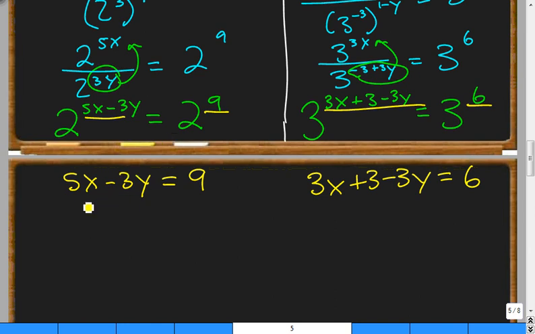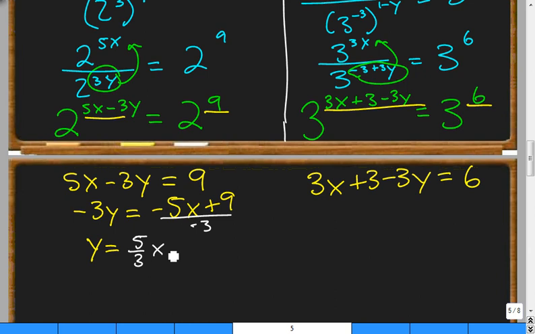So I'm going to move the 5x over. I'm going to get negative 3y equals negative 5x plus 9. And then we can divide by negative 3 on both sides. We're going to get y, and if you divide this whole thing by negative 3, you're going to end up with 5/3 x minus 3.